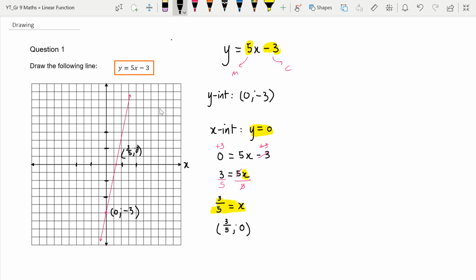Let's just double check if it makes sense. Well, our gradient is positive, so yes, it is a positive direction. 5 is a pretty steep gradient, so yes, that makes sense. And is our y-intercept there? Yes, it is. So that looks pretty good.